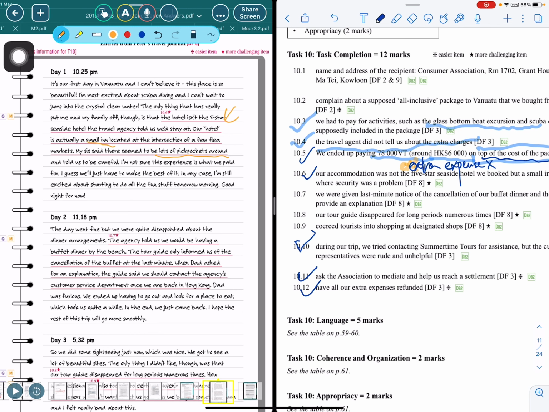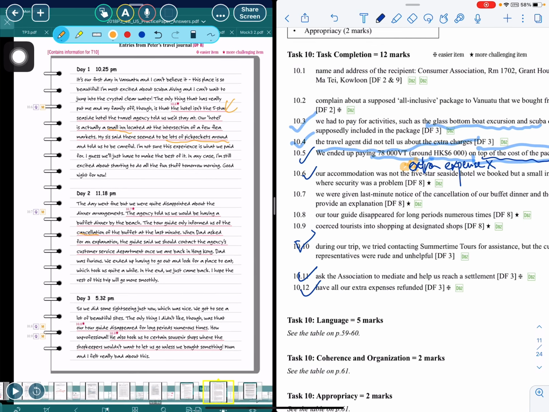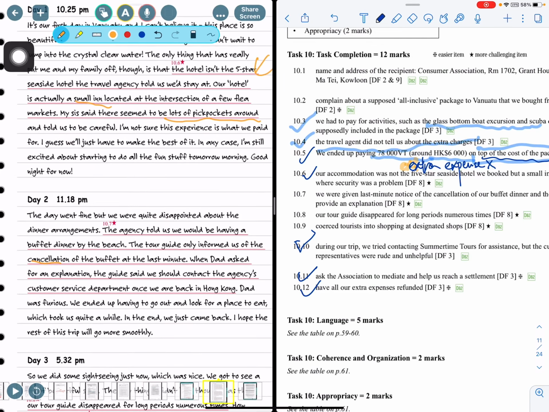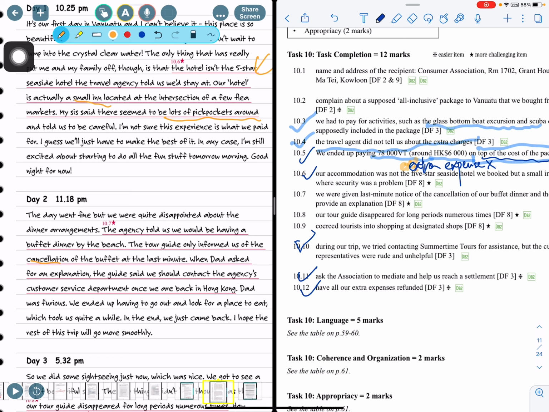Then the next thing is about the agency telling us we would be having a buffet dinner, but then suddenly cancelling without any explanation. So basically we asked for an explanation and then were told we should contact the agency. But you have to make it clear that basically they did not respond to you. Okay, so it's not just saying that the guy said we should contact the agency's customer service when we're back in Hong Kong. No, we asked for an explanation.